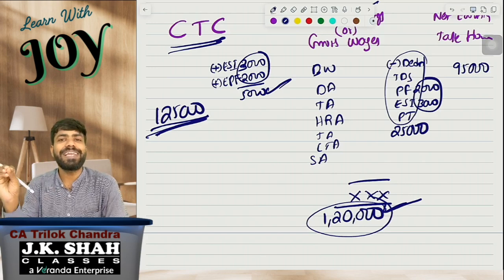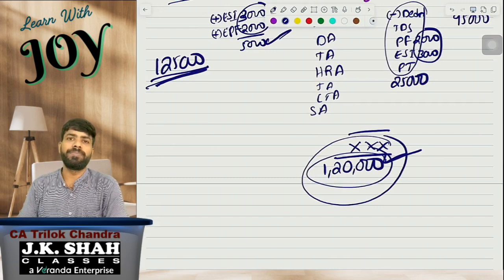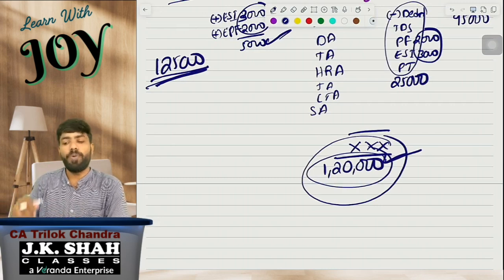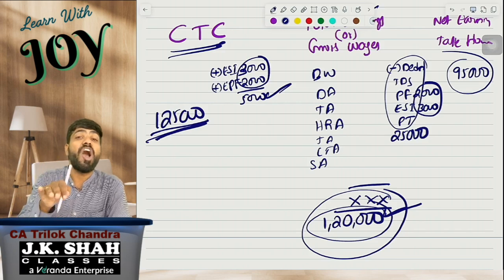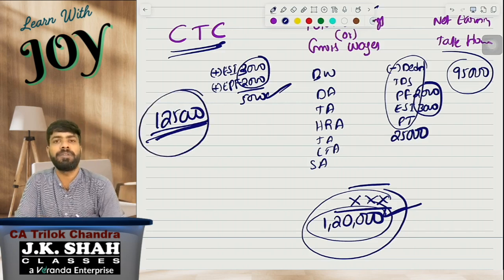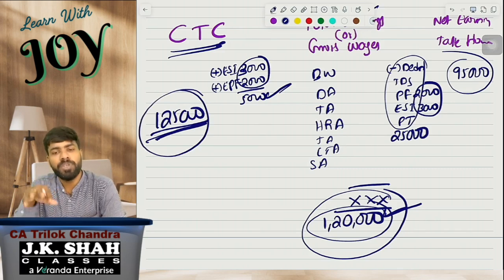If they ask to calculate worker earnings, you need to calculate 1,20,000. If they ask to calculate take home, then you need to calculate 95,000. If they ask to calculate employee cost, then we need to calculate 1,25,000. I hope everyone understands. Everyone got the clarity on this. I am proceeding into the question.